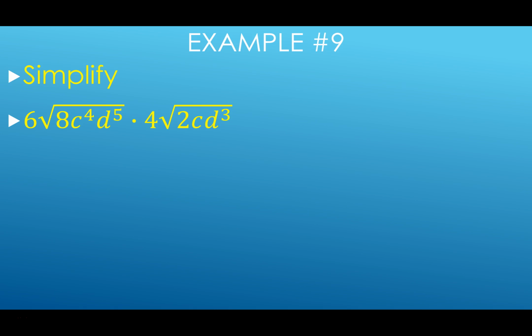So here we're multiplying 2 square roots. So again, still multiply the outsides. 6 and 4 is 24. The insides, 8 and 2 is 16. C to the 4th and c is c to the 5th. D to the 5th and d cubed is d to the 8th. So the 16 is a perfect square. That would be a 4.